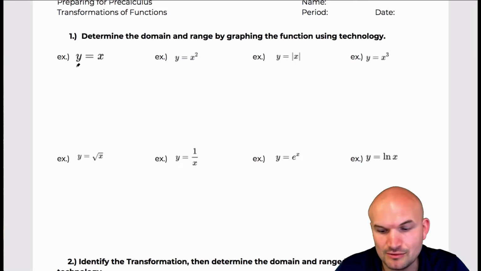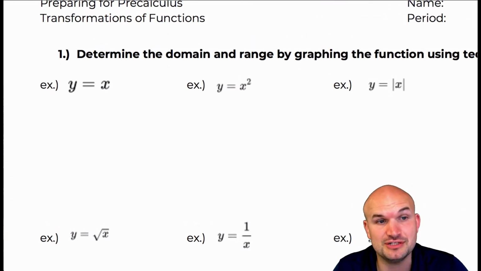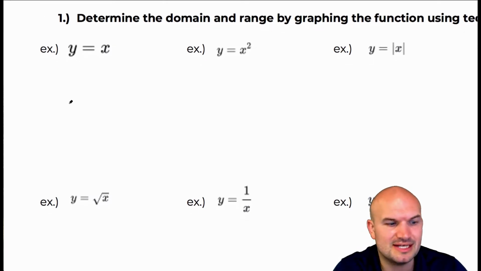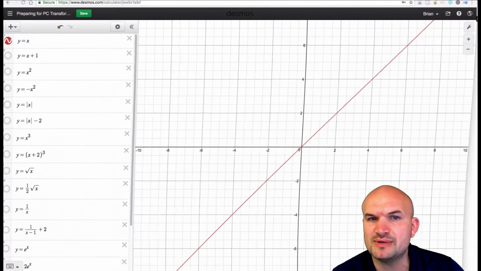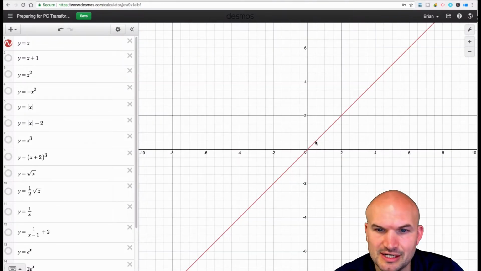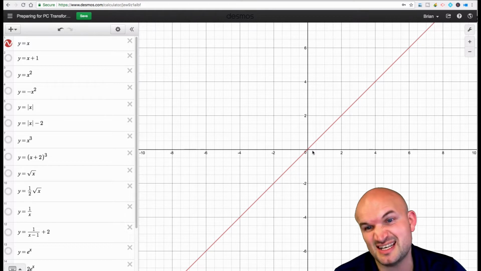Now, y equals x is the identity function. So hopefully you already know that that is a line, something we've talked about many, many times. But let's take a look at this function and make sure we know what it looks like. So y equals x is already highlighted over here, and you can see that this graph is a nice perfect line.